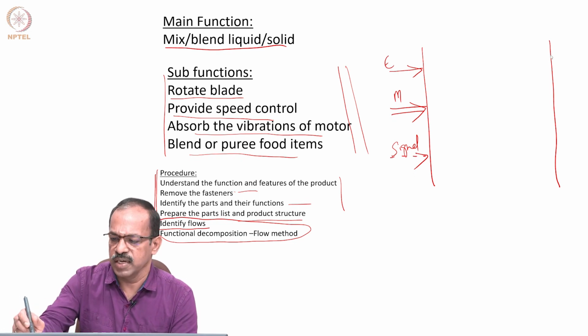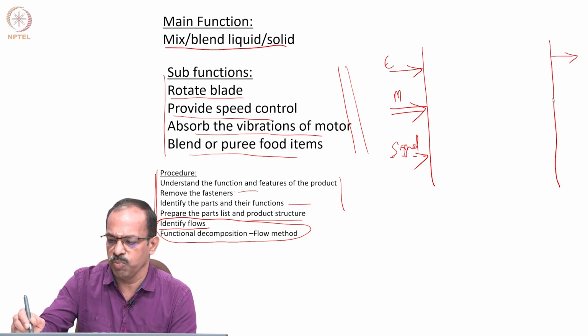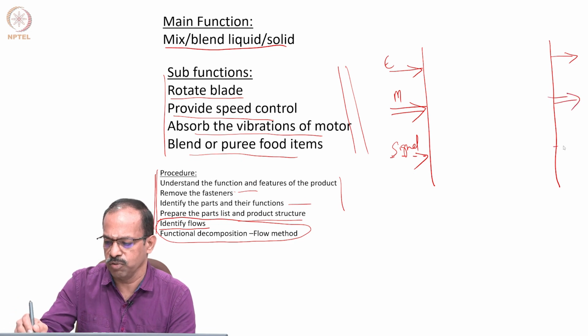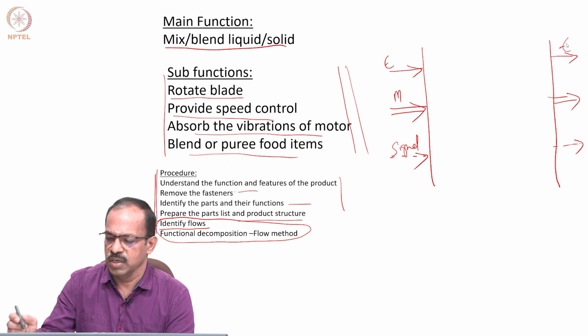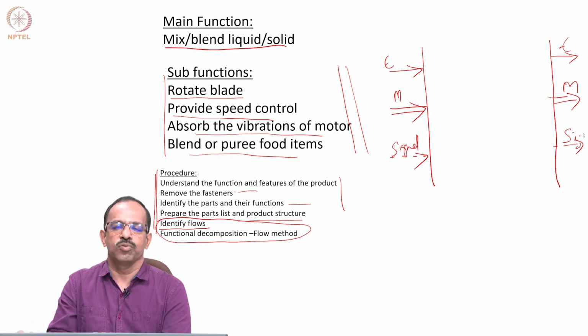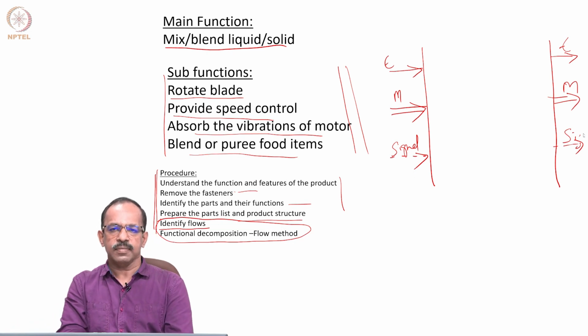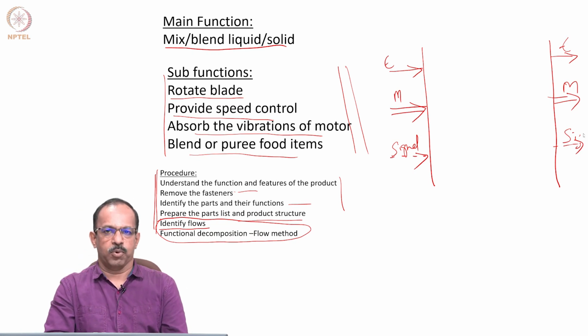And then you will see that this is the input, this is the output. The output will also be in the same format. So, you will be having energy, some energy will be coming out, and some material will be coming out, and then some signal will be coming out. So, you need to see what these energy, material, and signal flows are in the product.